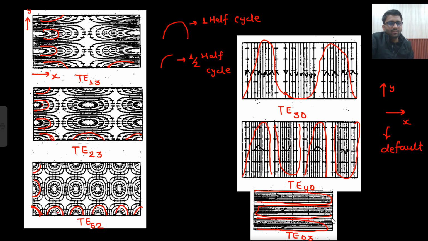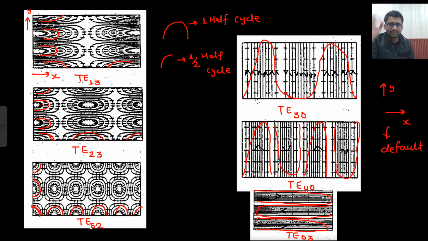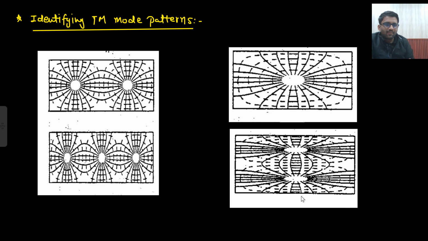That's it about TE fields. Sorry, TE mode. So this is about TE mode, and here you can directly see there is one half cycle, and here also there is one half cycle. So it is TE01. This is TE10. So this kind of questions can be asked in the examination. They will give a particular field pattern and they will ask you which field pattern is what. Okay, so let's start studying about TM mode patterns now.